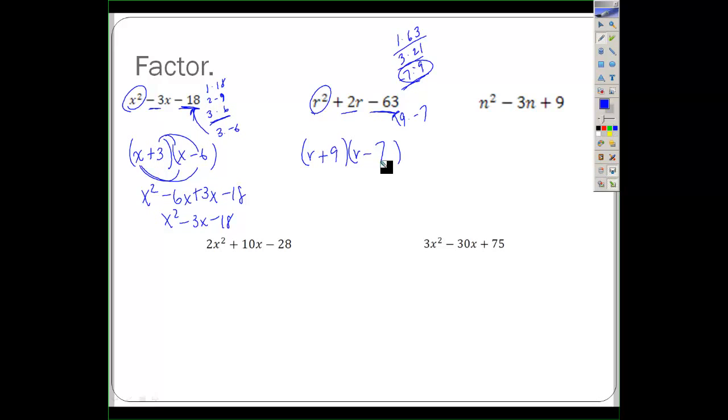All right. Sometimes you're going to get some that don't factor. All right. So this would be my factored solution. And this will be my factored solution, okay? On this one, let's take a look very carefully.